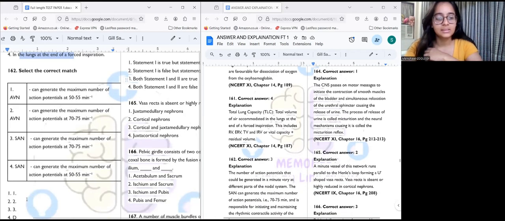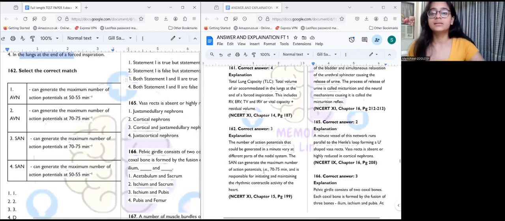For 162, the answer is option number 3. That is, the SA node can generate the maximum number of action potentials. Let's see. The number of action potentials generated in a minute varies in different parts of the nodal system. The SA node can generate a maximum of 70 to 75 action potentials per minute and is responsible for initiating and maintaining the rhythmic contractile activity of the heart. So the answer is 3.